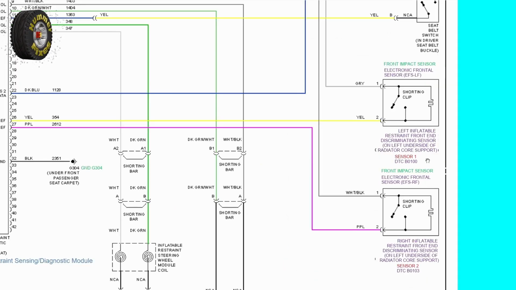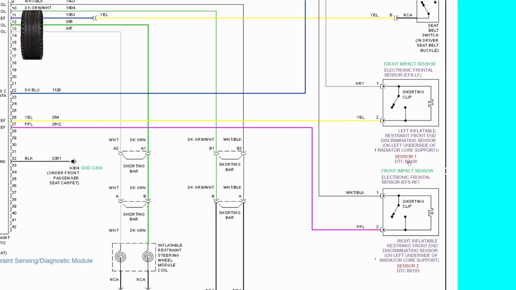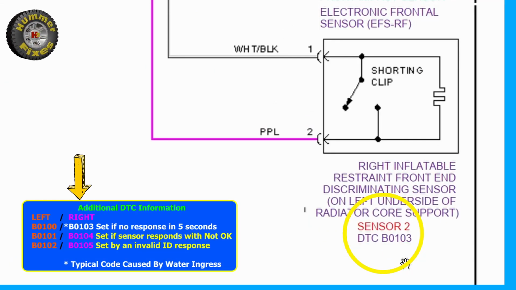The DTC, that's the Diagnostic Trouble Code that you will get for a front impact sensor on the left hand side will be DTC B0100, and for the right side it will be DTC B0103.